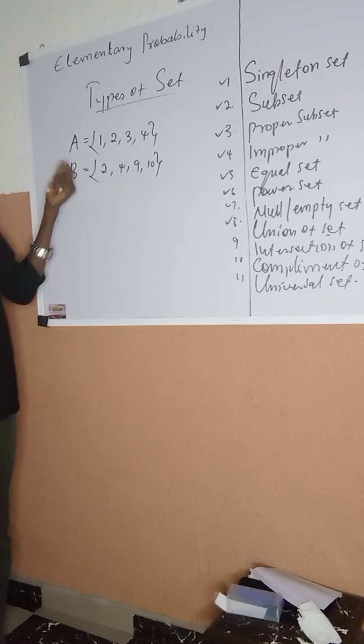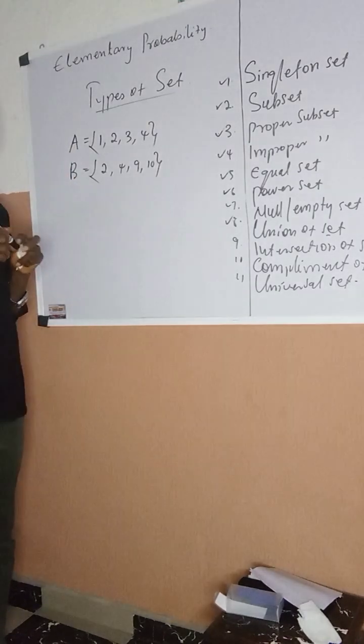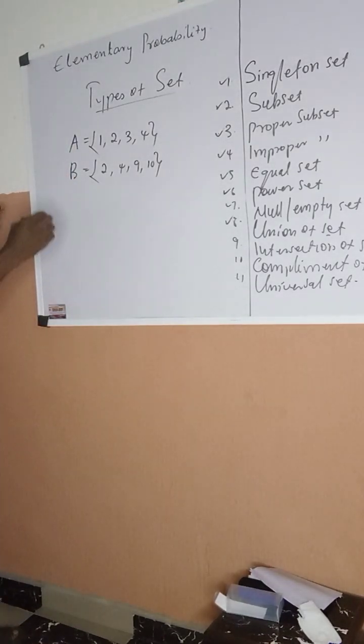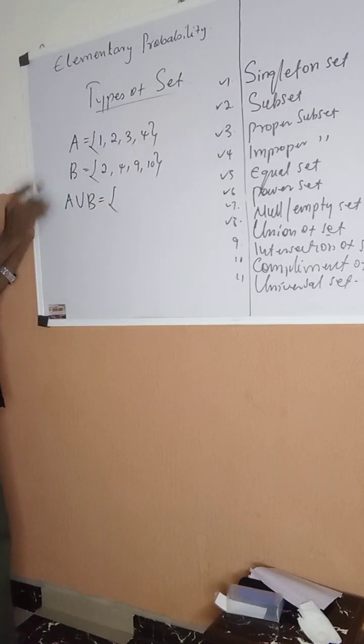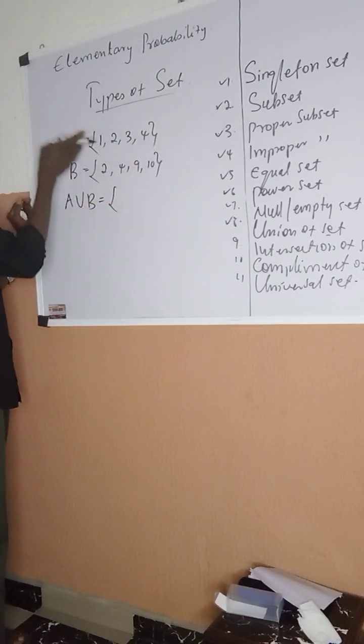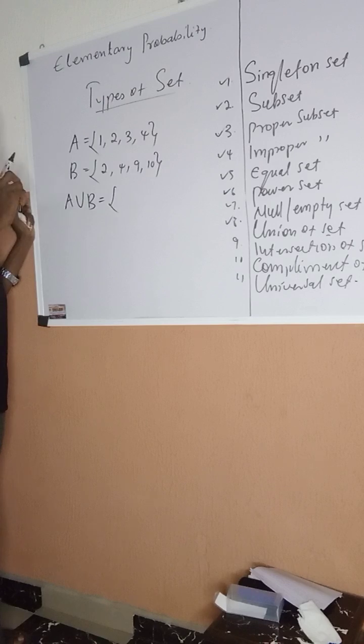So we are to find the union of sets A and B. It is written like this: A union B. That is how it is written. This equals... we are going to combine all the elements in A and B, but we should be careful not to repeat a number that has occurred.